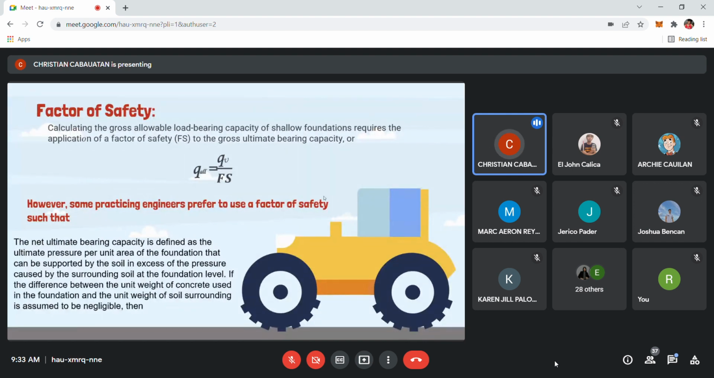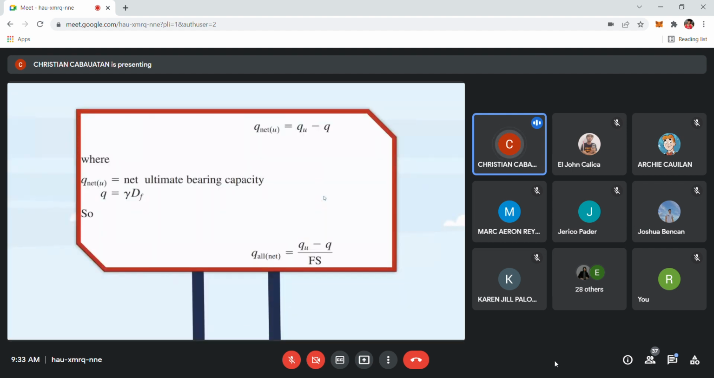Okay? So, if the difference between the unit weight of concrete used in the foundation and the unit weight of soil surrounding is assumed to be negligible, then ito ang mangyayari sa kanya. Ang kanyang net ultimate bearing capacity is equal to the ultimate bearing capacity minus the overburden pressure. And ang kanyang Q ulit, ang bearing capacity, can be derived by gamma, the unit weight, times the depth of the footing.